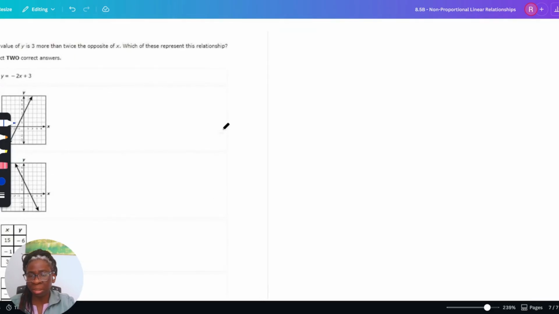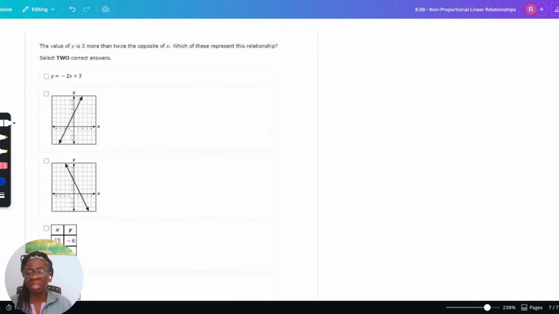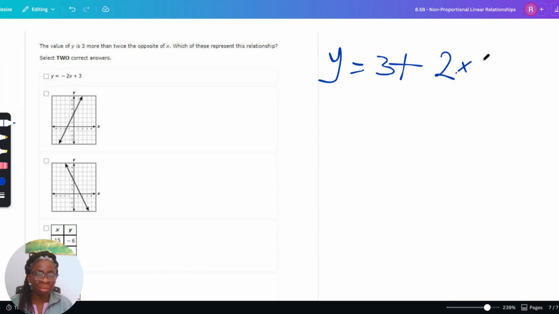I think it is the same thing. Let's see. The value of y is 3 more. Now let's first write the equation. That is the first thing you should do. Write out the equation. Let's first write out the elements. Y is 3 more than twice the opposite of x. Twice means 2 times the opposite of x. The opposite of x is -x.